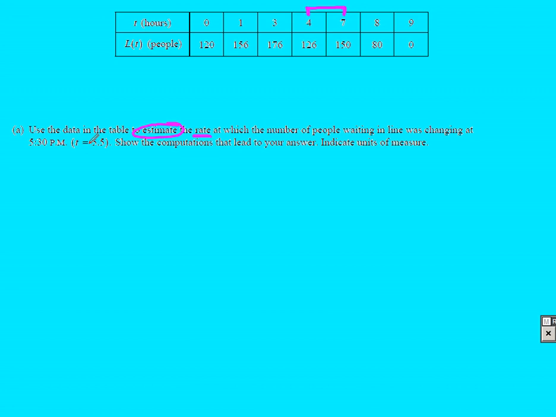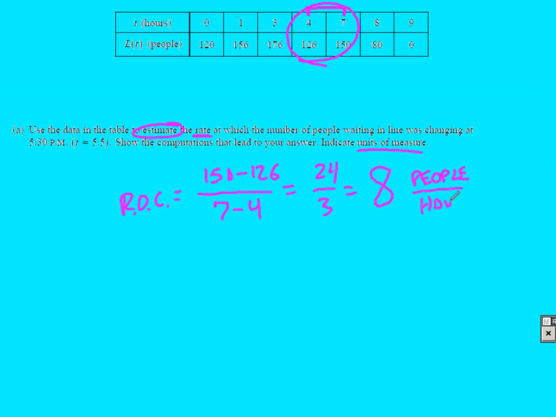So what I'm going to be doing is essentially taking a slope between these 2 points. So it's going to be 150 minus 126 over 7 minus 4. This is my rate of change that I want to know. So I do that subtraction, and I'll get 24 divided by 3, which means I'll have a solution of 8. Now they want to know units. Up top, we had people, and on the bottom, we were dividing by something in hours. So people per hour, that's how the rate is changing, 8 people per hour.